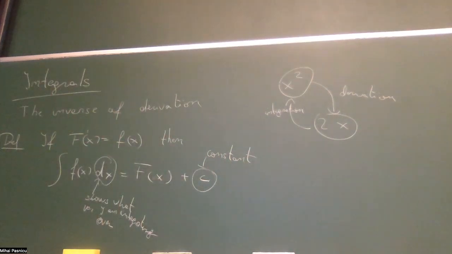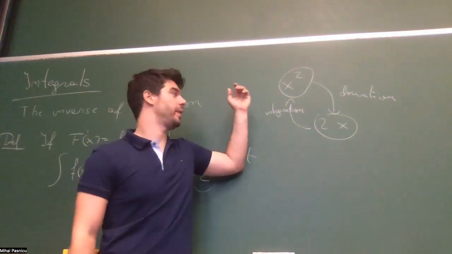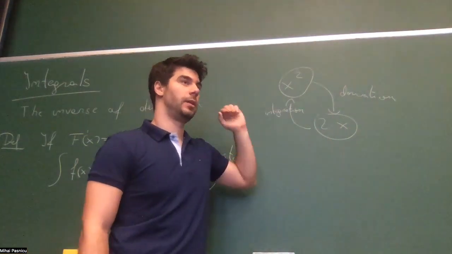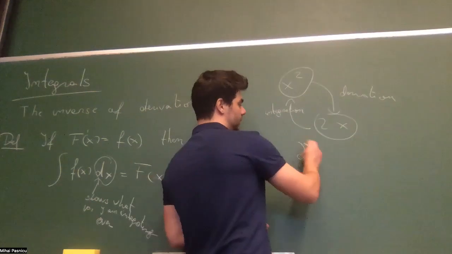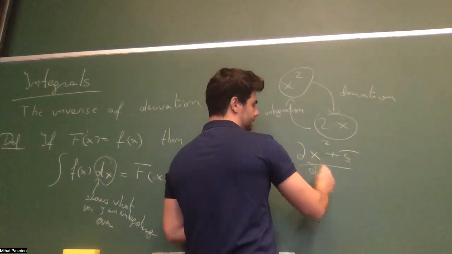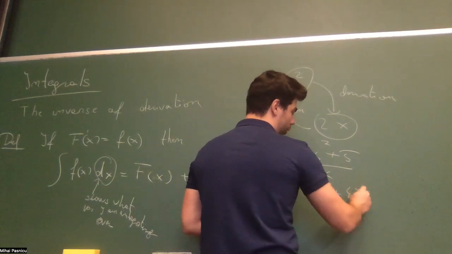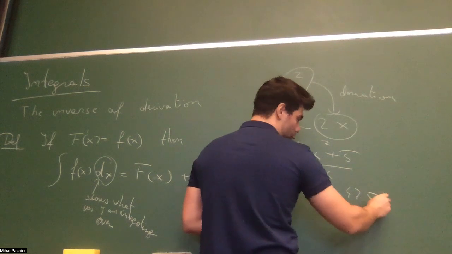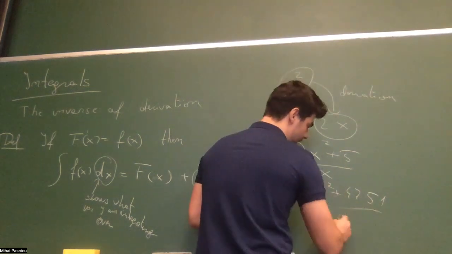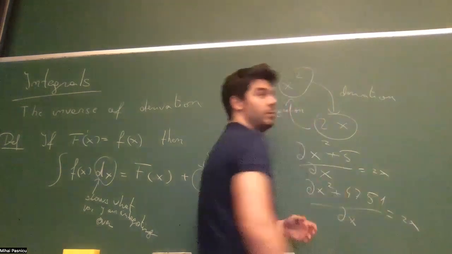Okay. Why is it any constant? Well, it all comes back from this idea over here, right? For me to get 2x, if I take a derivative of x squared plus 5, or I take a derivative of x squared plus 47.51, dx, I still get 2x because the constant vanishes. Okay.